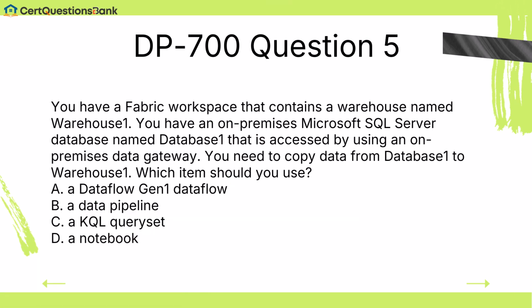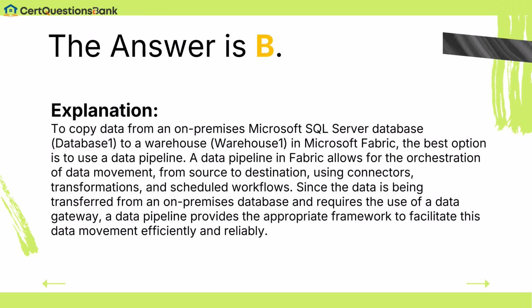You have a Fabric workspace that contains a warehouse named Warehouse1. You have an on-premises Microsoft SQL Server database named Database1 that is accessed by using an on-premises data gateway. You need to copy data from Database1 to Warehouse1. Which item should you use? A. A Dataflow Gen1 dataflow. B. A data pipeline. C. A KQL queryset. D. A notebook. The answer is B.